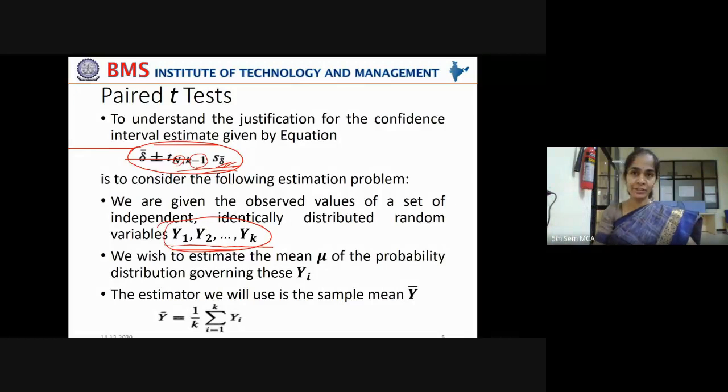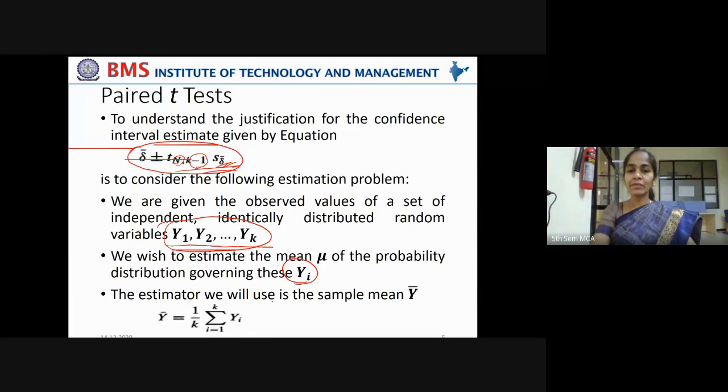There are no correlations, right? It is a completely independent draw of the random variables y1, y2 and so on up to yk. Now we wish to estimate the mean mu of the probability distribution governing this yi. Now how can you estimate the mean? How can you calculate the mean?